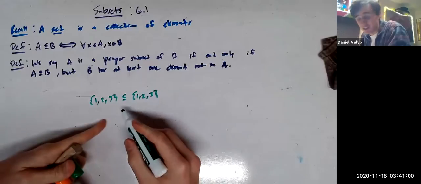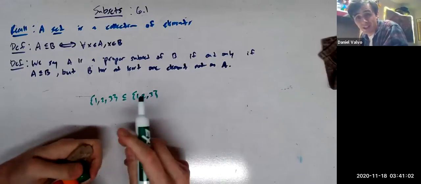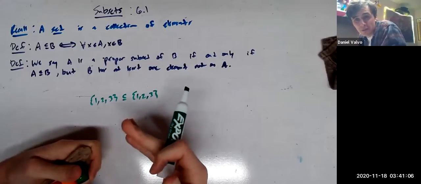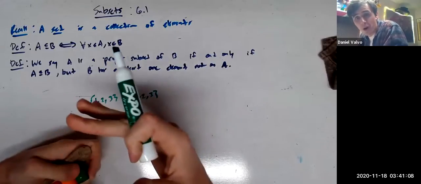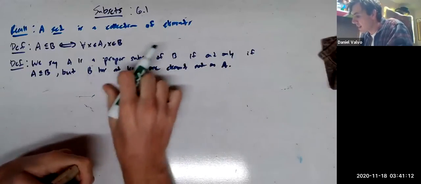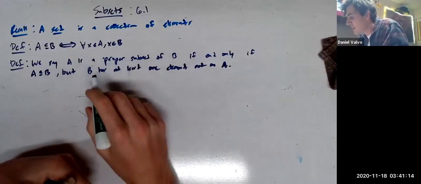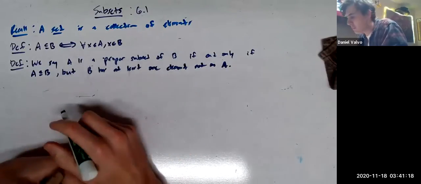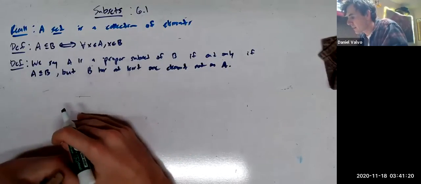So it is a subset in the sense that it's a collection formed from this collection. But it's not really what we think of when we think of subset. We think of something actually smaller, right? Doing something different. And so that's why we say A is a proper subset of B if A is a subset of B, but B has at least one element not in A, so A really is a smaller thing than B in a certain sense.